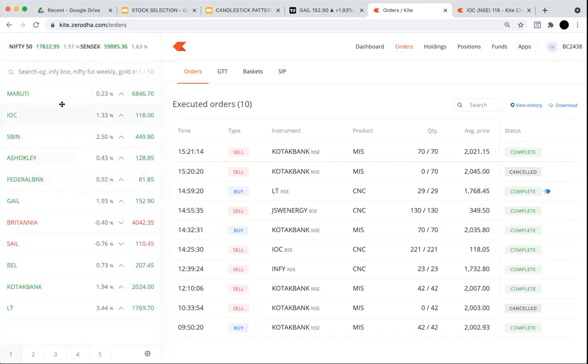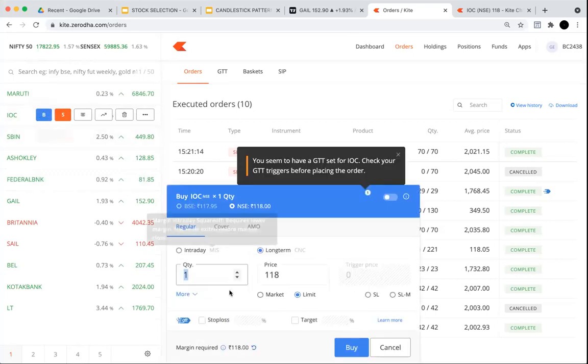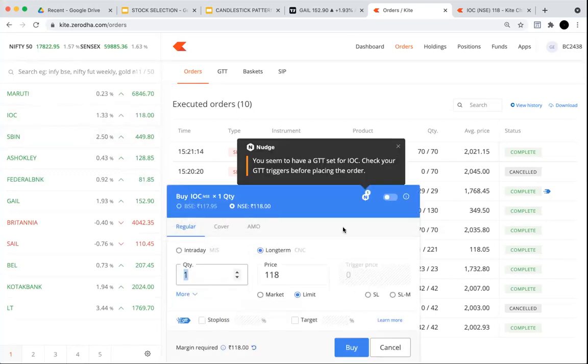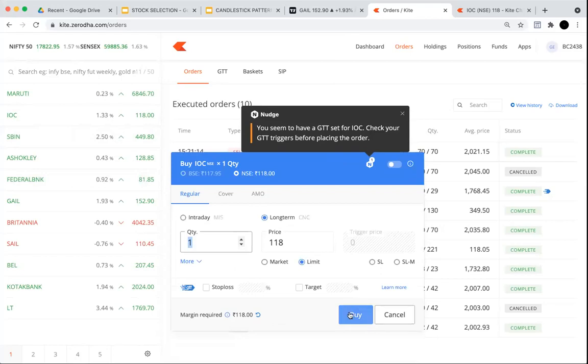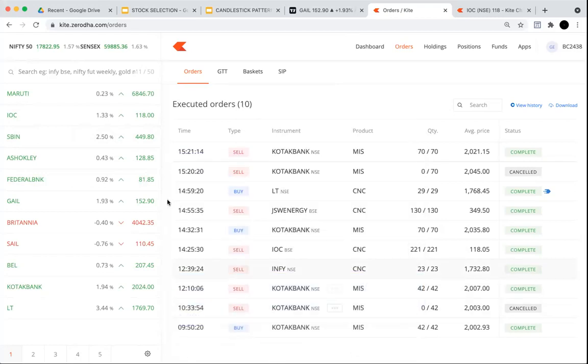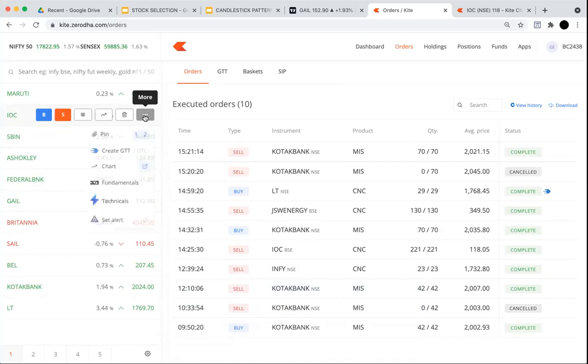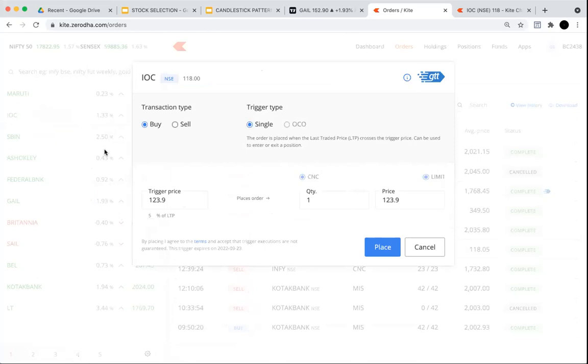Here's my watch list, and I'm looking at IOC, Indian Oil Corporation. And see, if I try to buy one quantity, what it will do is say, sorry, markets are closed right now, use the GTT. So I cancel that. And then I go here, more options, create GTT, see that? GTT means good till trigger.